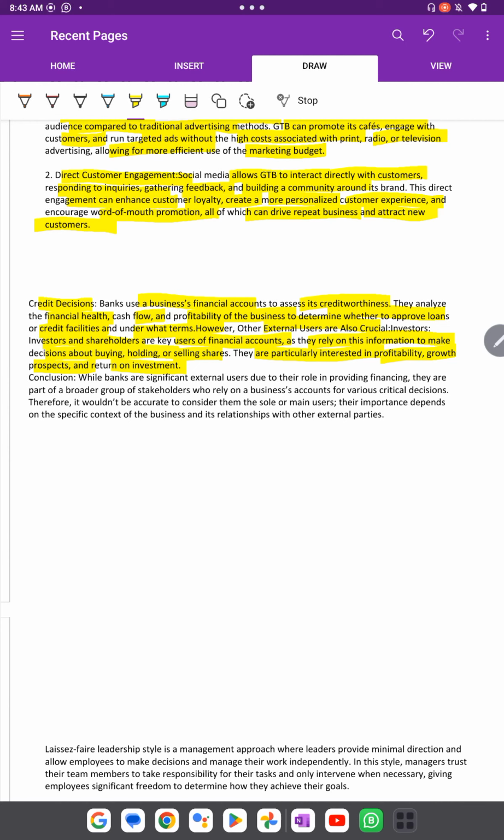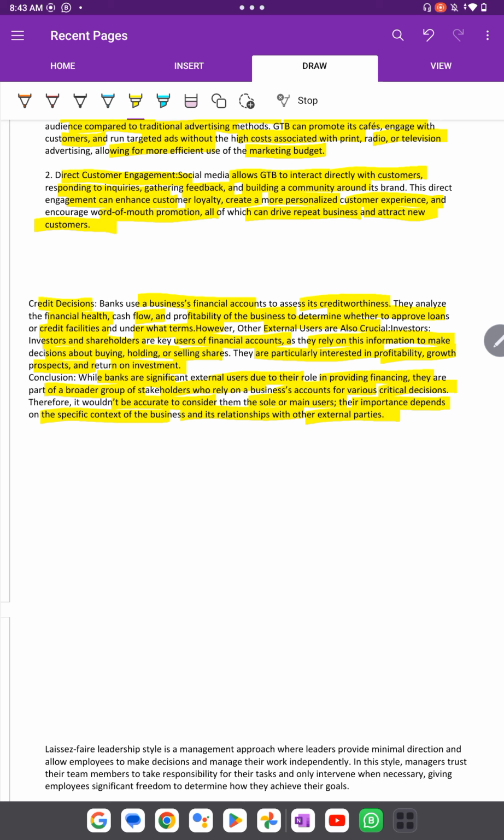We can also write about the customer, and about the government, because the government is also important, and even the suppliers. So in conclusion, in my point of view, while banks are significant external users due to their role in providing financing, they are part of the broad group of stakeholders who rely on business accounts for various critical decisions. Therefore, it would not be accurate to consider them the sole or main users. Their importance depends on the specific context of the business and its relationship with the other external parties.